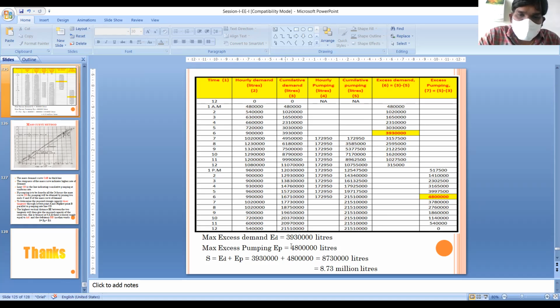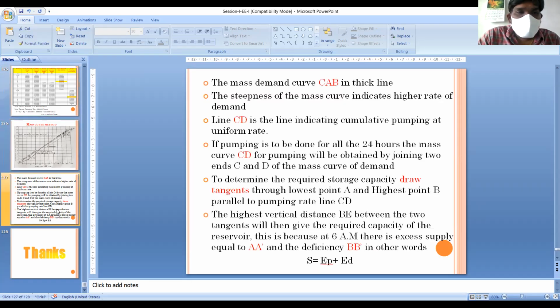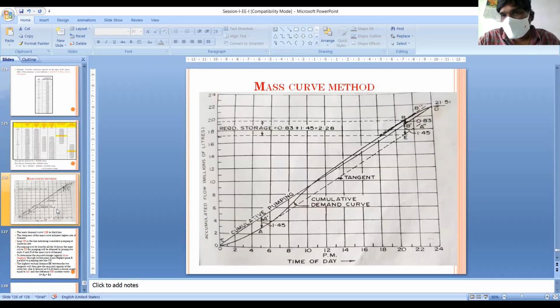Excess demand is 3,93,000, and the same is 39,30,000. Max excessive pumping is 48 lakhs. And then S is equal to ED plus CP, 8.73 million liters. This is the required storage. Understand? This is about finding the storage capacity for 12 hours. Hope you got the information.